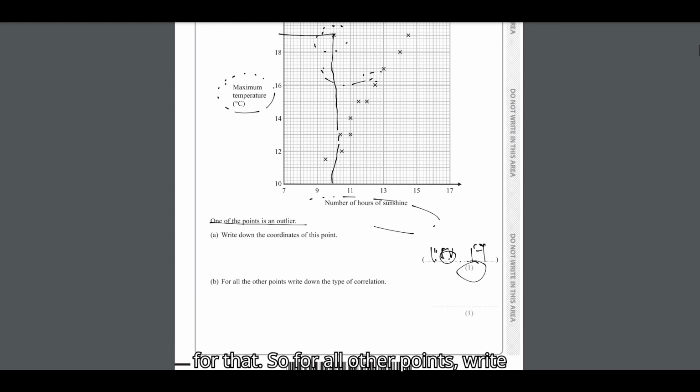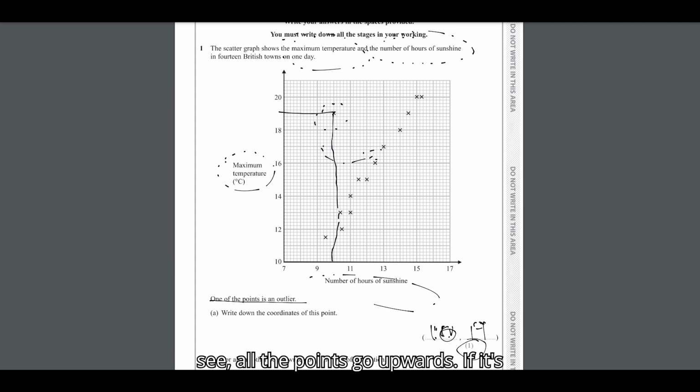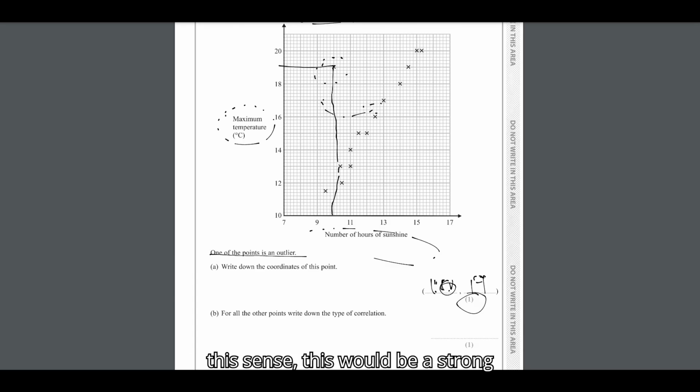So for all other points, write down the type of correlation. As we can see, all the points go upwards. If it's an upward sloping graph, this means that there's a positive correlation. It shows as the number of hours of sunshine increases, the maximum temperature increases also, which also aligns with expectations, as that's often a given. So for all the other points, write down the type of correlation. In this sense, this would be a strong positive correlation. I'm going to write it down as SPC.